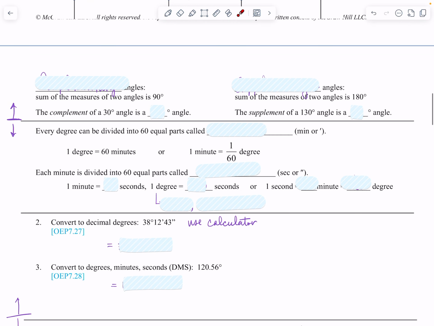Again, another high school geometry concept that you will have remembered: complementary angles and supplementary angles. Complementary angles are when two angles add together, this is the sum, to equal 90 degrees, whereas supplementary is when my two angles are going to add together to be 180 degrees. So the complement of a 30-degree angle is going to be 60 degrees because those two add together to equal 90 degrees. And the supplement of a 130-degree angle is going to be 50 degrees, again, because they add together to be 180 degrees.